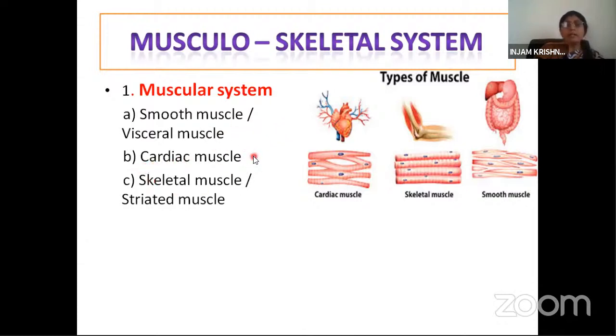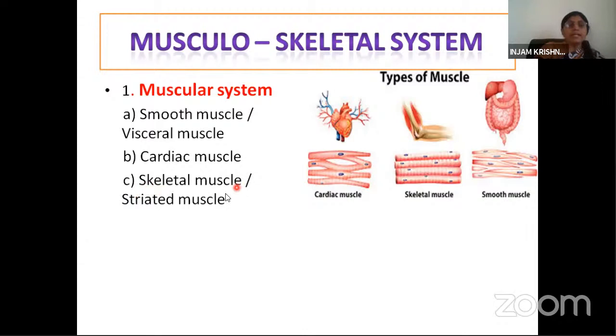The second one is cardiac muscle. Cardiac, what is related to the heart? We know it. Cardiac muscle is present in the heart, so the heart is made up of cardiac muscle. Here, see the image. Cardiac muscle has stripes just like skeletal muscle. Structurally it is similar to skeletal muscle, but functionally it is similar to smooth muscle. That's why we show it as a separate muscle, cardiac muscle.